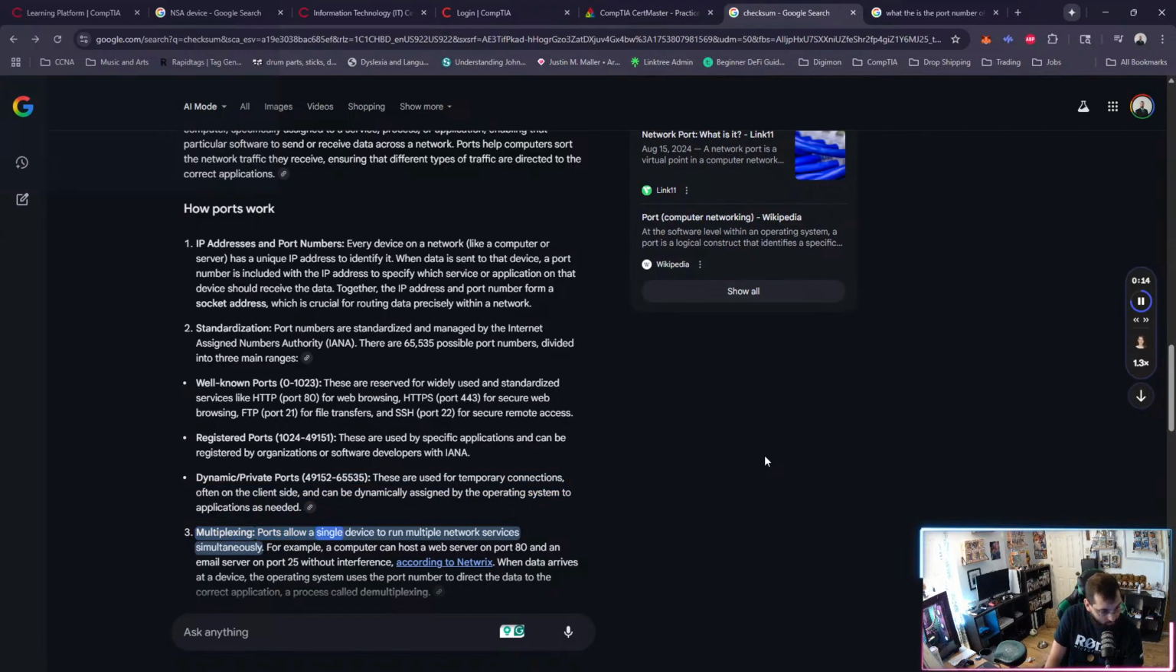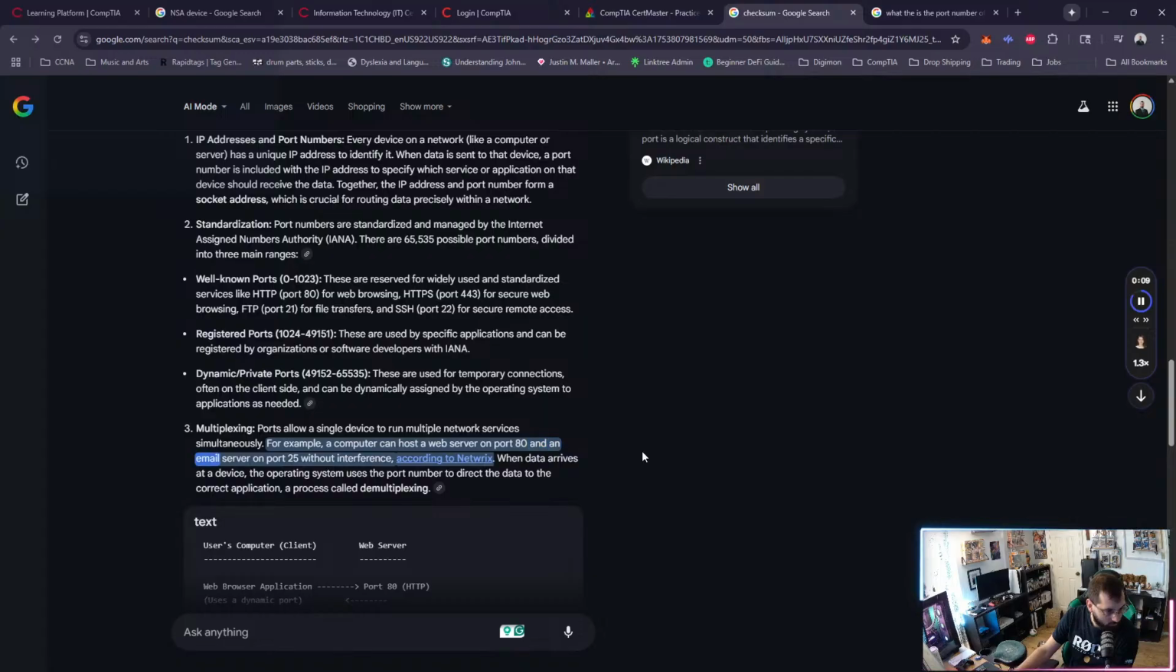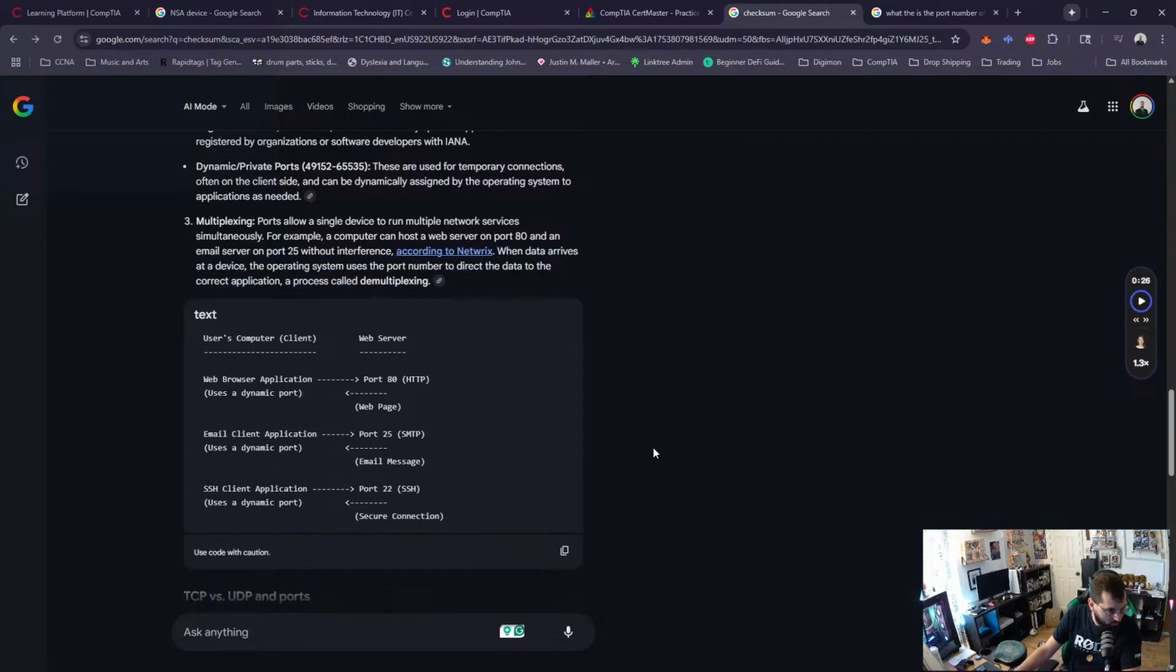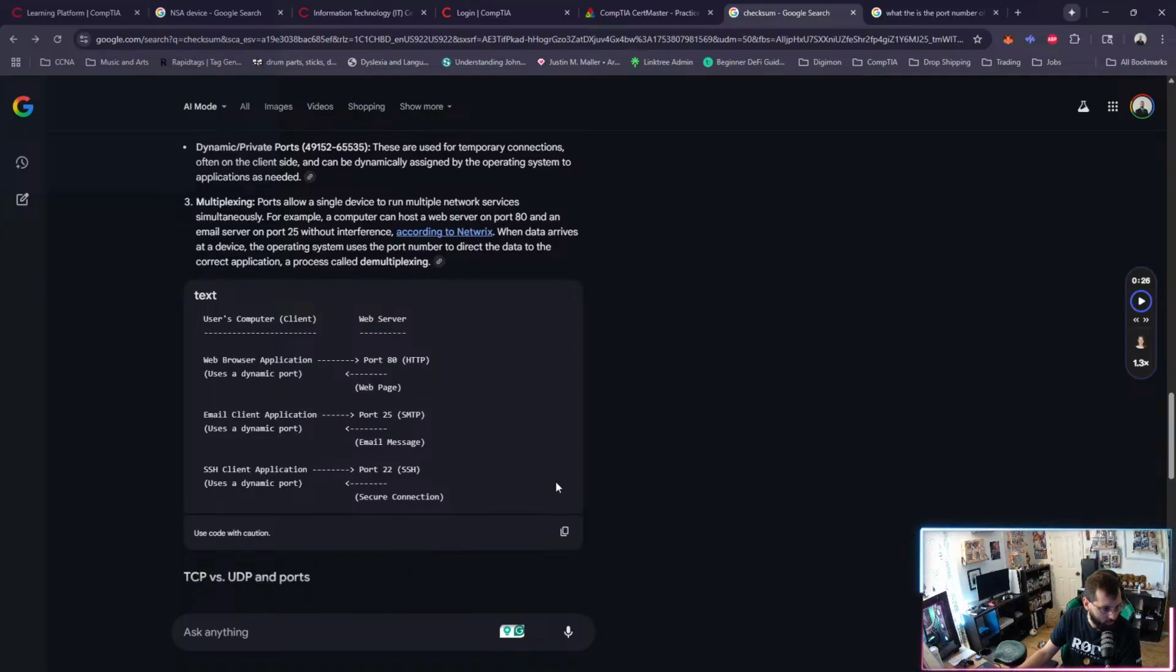Multiplexing. Ports allow a single device to run multiple network services simultaneously. For example, a computer can host a web server on port 80 and an email server on port 25 without interference, according to Netrix. When data arrives at a device, the operating system uses the port number to direct the data to the correct application, a process called demultiplexing. Whoa. So user, computer, client, web browsers, applications, port 80. Uses a dynamic port, clients 25, SSH 22.